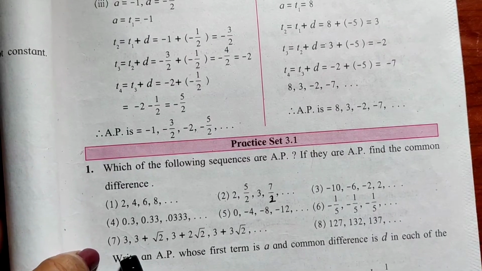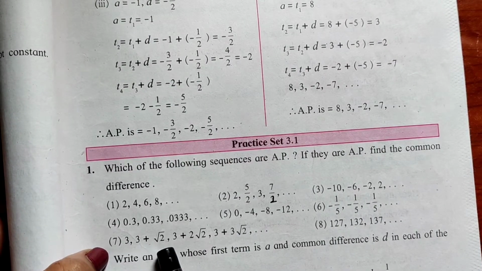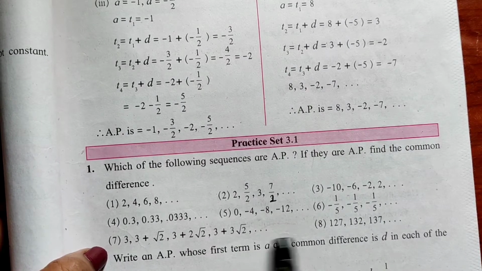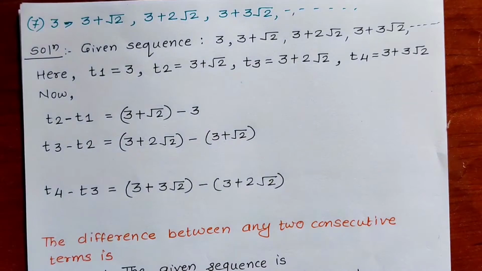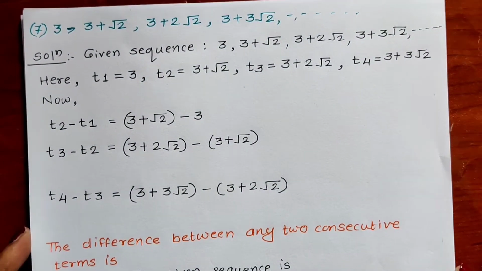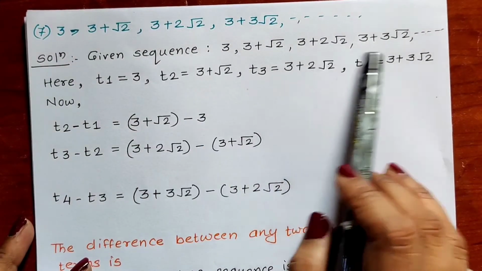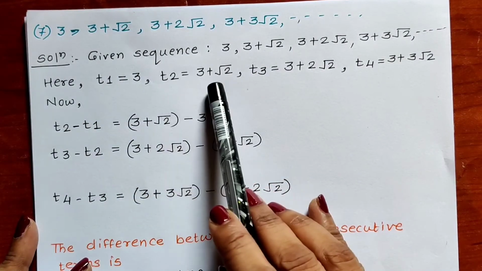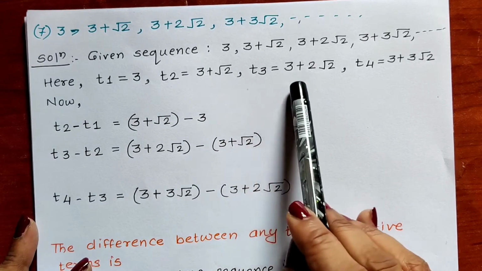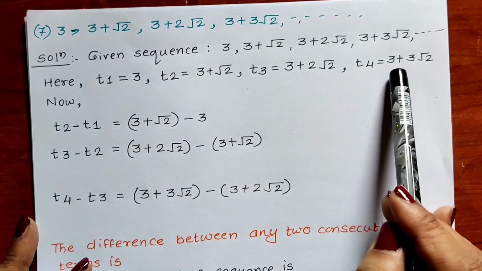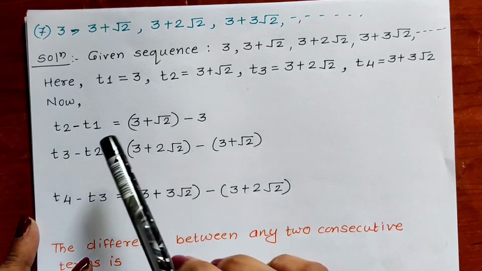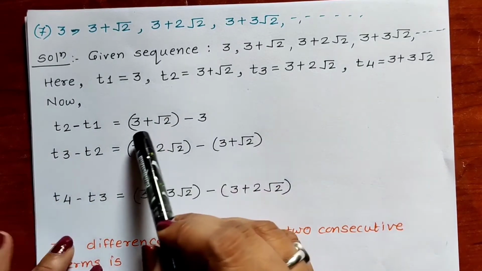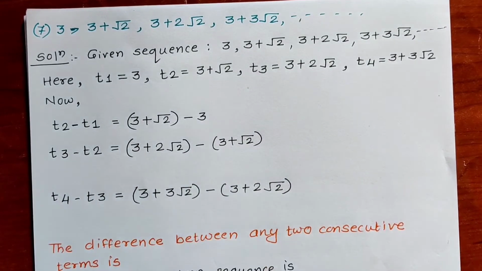7th sum. Given sequence is 3, 3 plus root 2, 3 plus 2 root 2 and 3 plus 3 root 2, and so on, infinite. So let us see how it should be solved. First we have to write the given sequence, then write the terms: t1 which is 3, t2 which is 3 plus root 2, t3 is 3 plus 2 root 2 and t4 is 3 plus 3 root 2, and so on. Now we have to do the subtraction, t2 minus t1. So t2 is 3 plus root 2 and t1 is minus 3.